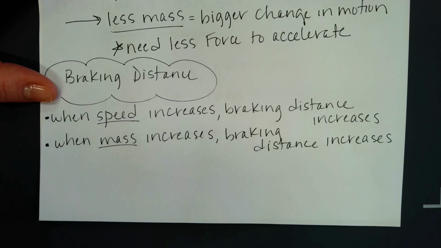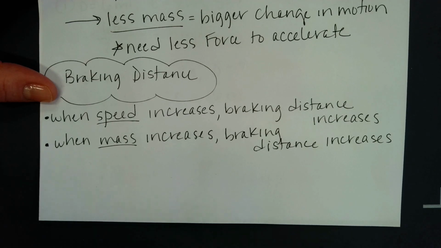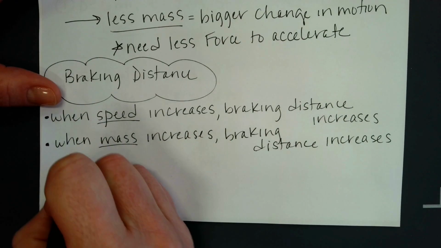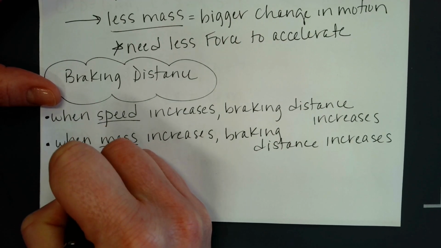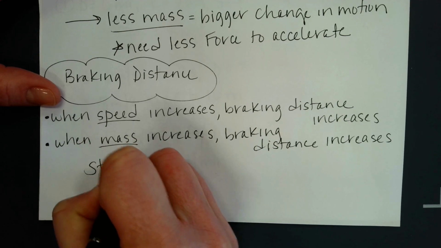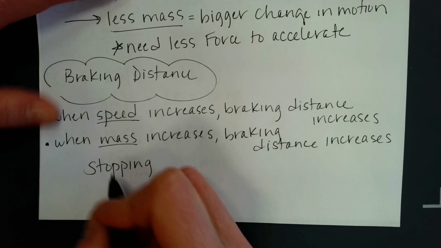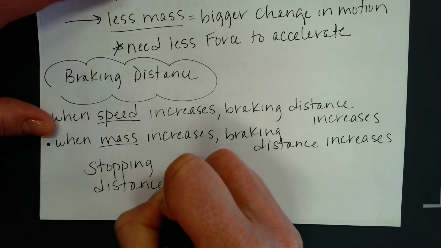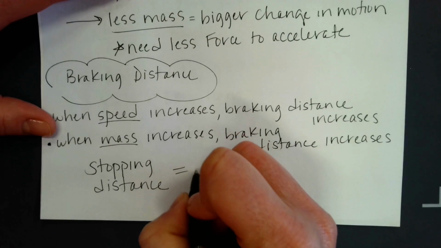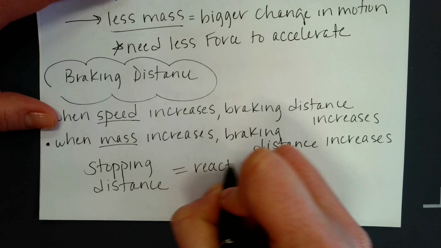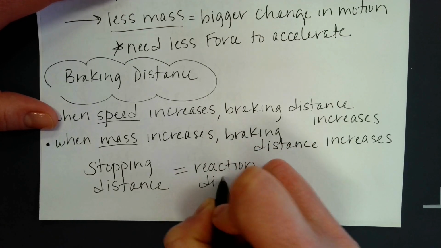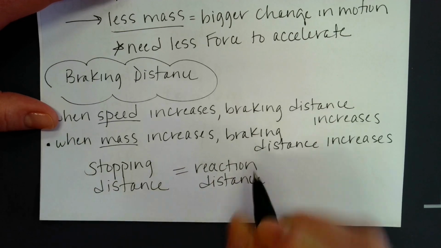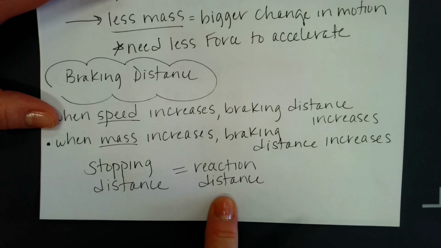Okay, and we learned that when we did activity 14, when we were calculating the reaction times and then figuring out adding the braking times. Okay, so let's just write down a formula. So your stopping distance, which is the total distance it takes for you to come to a complete stop, equals your reaction distance, which is affected by how alert you are, right?